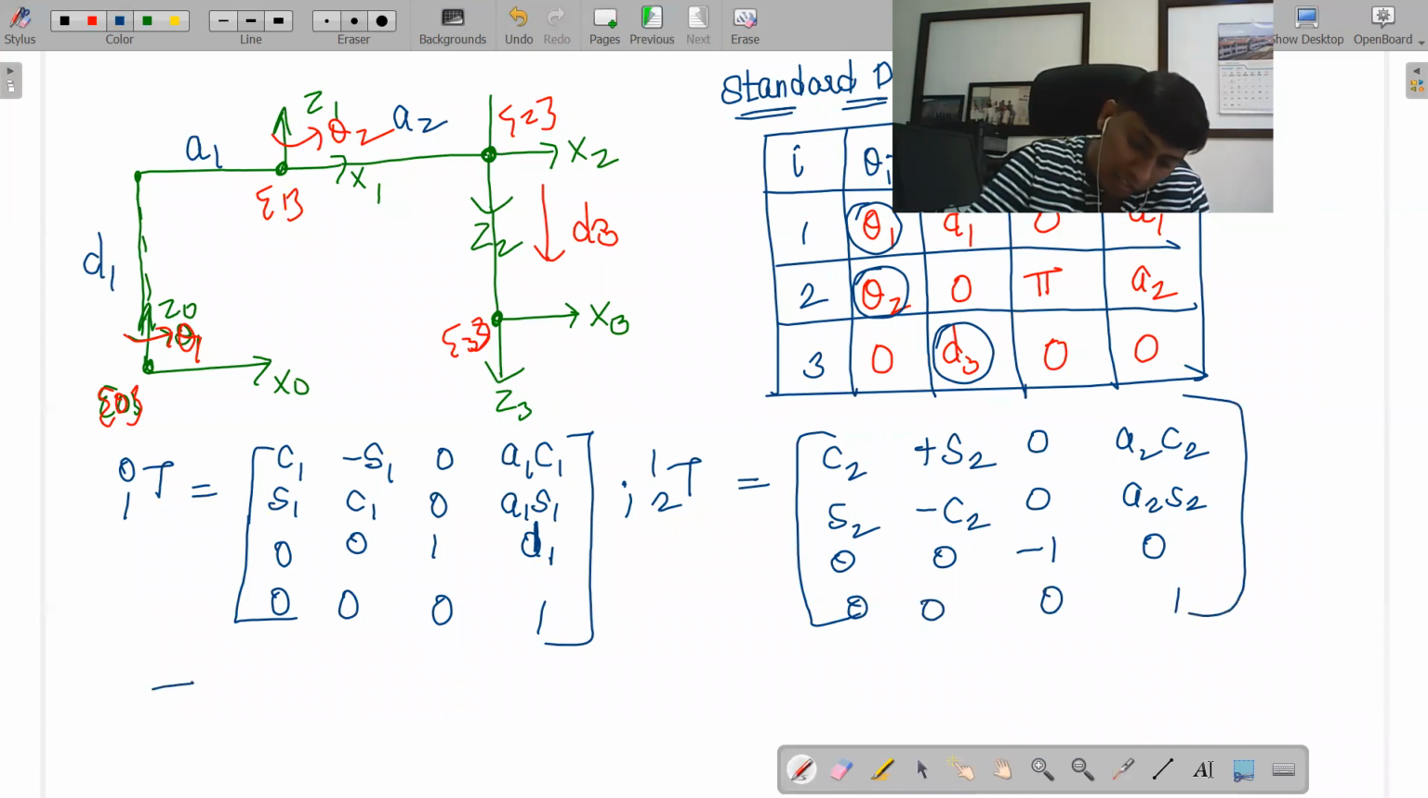And you take T2 to 3. In this case, everything is 0, only D3 is there. So it is an identity matrix up to this.